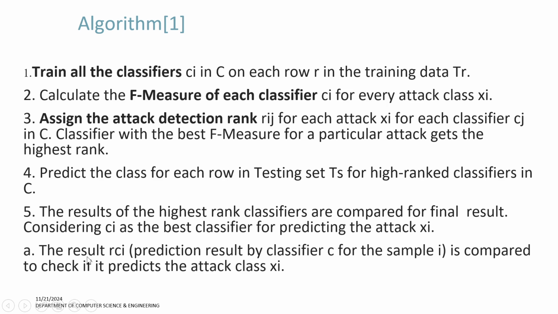And finally the result, which we call RCi, is predicted by the result of the classifier C for the sample i, and that is compared to check if it predicts the attack of the class Xi.